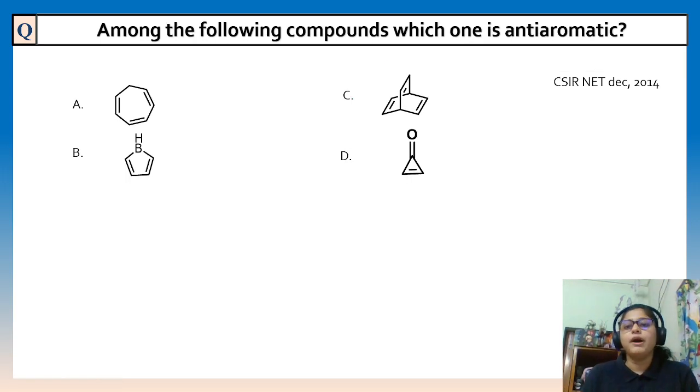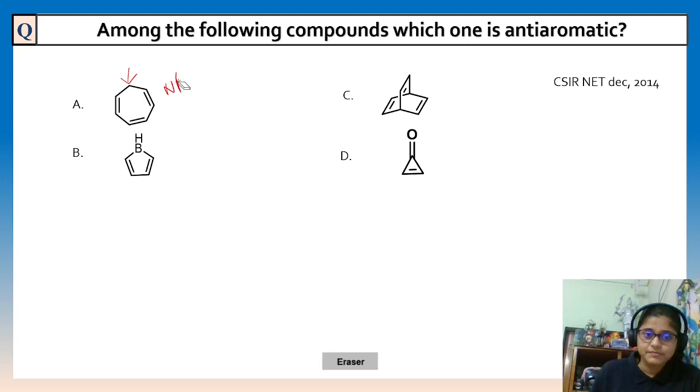Among the following compounds, which one is anti-aromatic? Okay, it is simple, right? There are no tricks here. So which one will be anti-aromatic? Here one sp3 group is present. It will not be anti-aromatic, right? It will be non-aromatic. Sorry, it will be homoaromatic. Other part is aromatic, right? Homo.